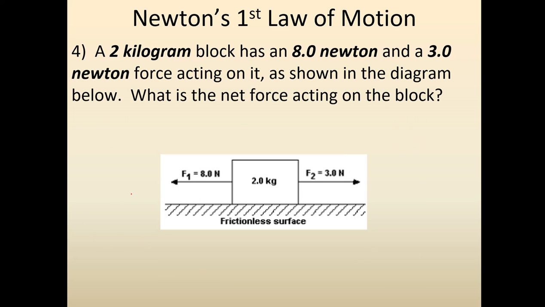Here's the next question. Pause the video, work it out, and we'll go over it in a second. All right, so they want the net force acting on the block. We have 8 newtons going to the left, 3 newtons going to the right. Because they're going in opposite directions, we subtract them. 8 minus 3 gives us 5 newtons, and let's add in the direction: left.